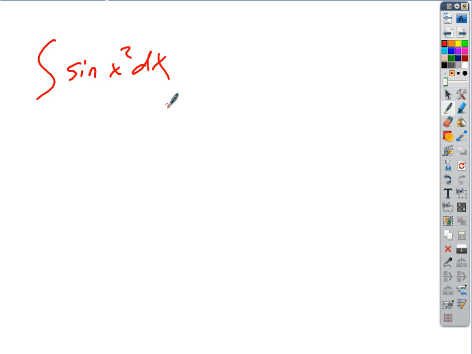Can you try it? Well, I can't really, and I'll justify why I can't. It wouldn't mean anything to you, because the argument of this sine function is a nonlinear function. It's a function of a nonlinear function.